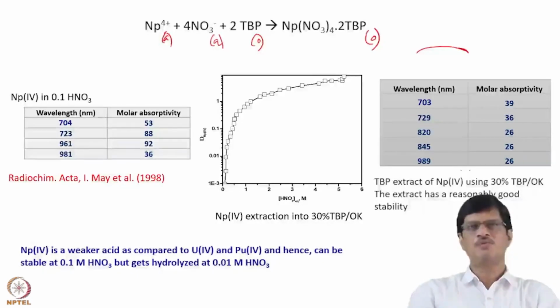For example, at 0.01 molar nitric acid concentration, neptunium 4+ gets hydrolyzed. On the other hand, if you want to work with plutonium 4 and uranium 4 ions, that is Pu4+ and U4+, at 0.1 molar nitric acid they also get hydrolyzed. So on the safer side, we go for 0.5 molar nitric acid to carry out the studies of uranium 4+ and Pu4+.